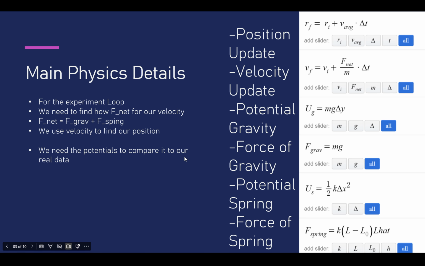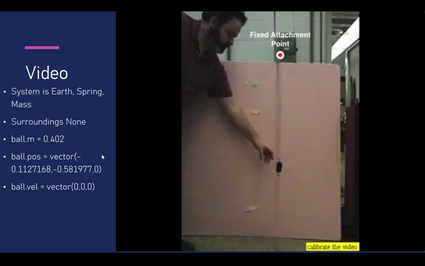So these are our main physics ideas. Here's the equation for position update. Here's the equation for velocity, potential of gravity, force of gravity, potential of spring, force of spring. We need to be able to simulate the position update, so we need to loop over it. For that, we need a velocity update, and for that, we need the force of gravity and the force of the spring, which are our two forces acting in our system. We also need the potential of spring and potential of gravity, so we can compare it to our tracker data.